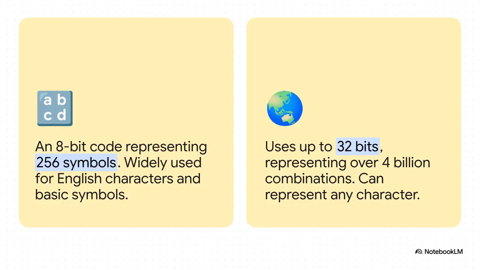But of course, the world isn't just numbers. What about text? For that, we use character encoding. For a long time, ASCII was the king. It used 8 bits, which gives you 256 unique symbols, more than enough for the English alphabet and your basic punctuation. But then the internet happened, and suddenly we needed a global solution.